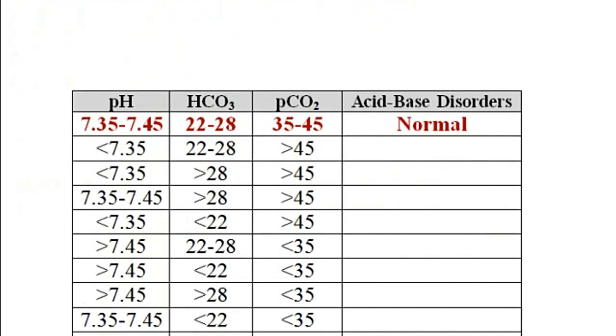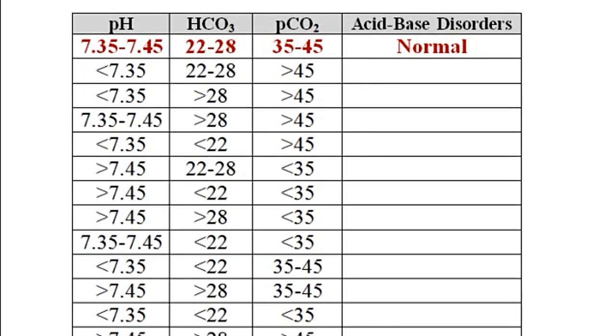Now there is another way that you may be asked on the exam, and you may not be given the Davenport diagram, and it's the same concept. You will have to know the normal range for pH, HCO3, and PCO2, and then based on that, you can determine the acid-base disorder that exists there. So now let's go through some of these examples. I won't fill in the whole table, but let's do a few examples together just to get ready for that.